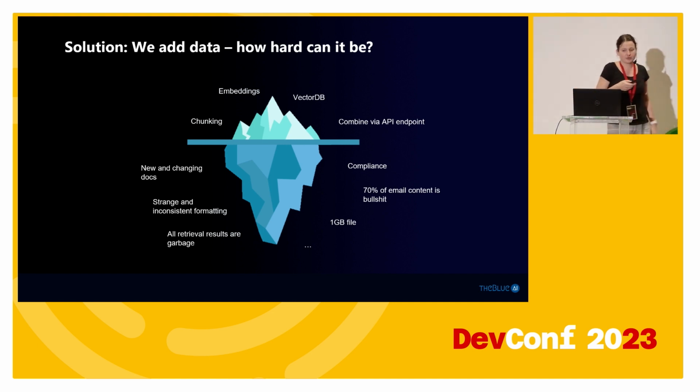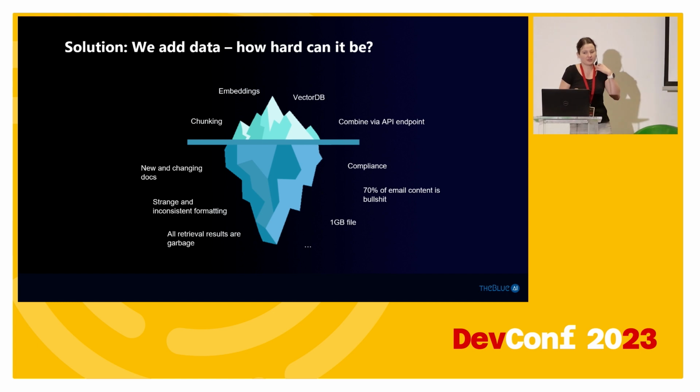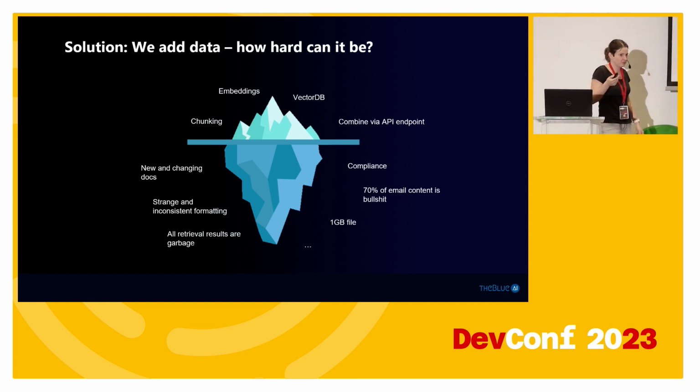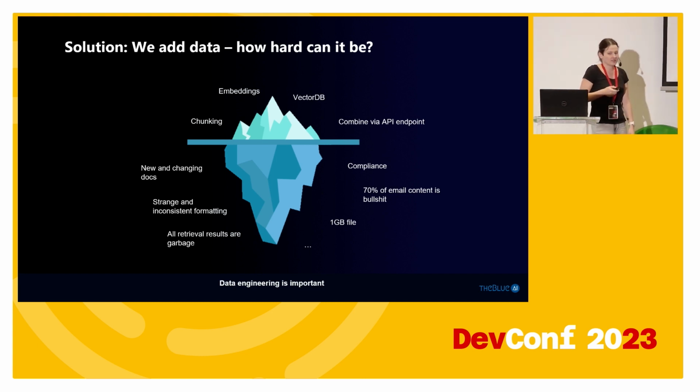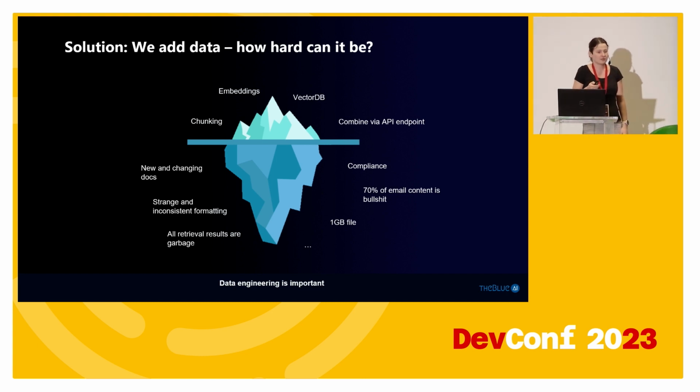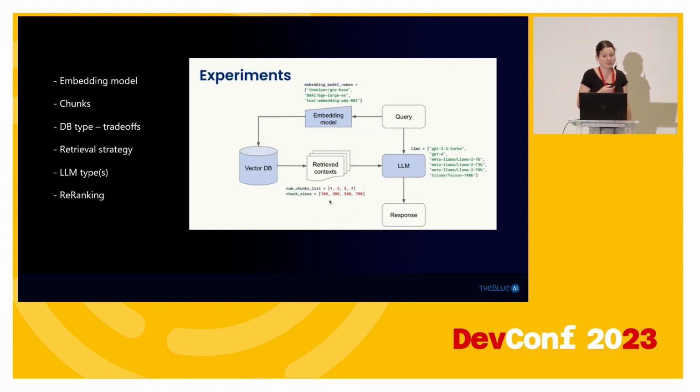And you also can have users who suddenly try to upload a 1 gigabyte PDF, which is also quite a challenge. And these situations are more and more frequent if you start to work on that and try to put it in production. So what I'm trying to say with that is also that data engineering is still a very important thing here. So just be aware this is not that quick a fix.